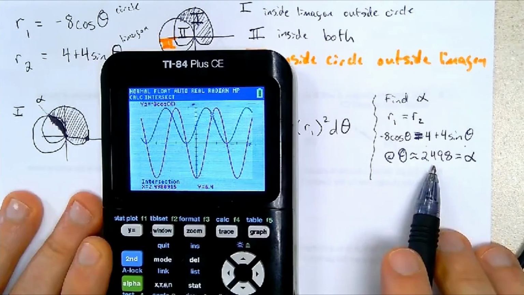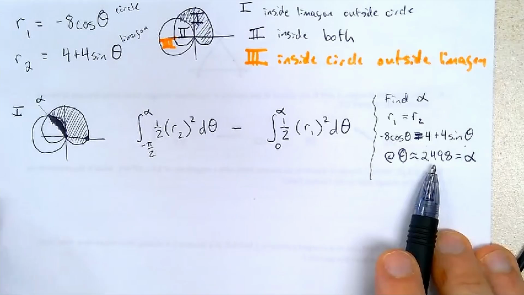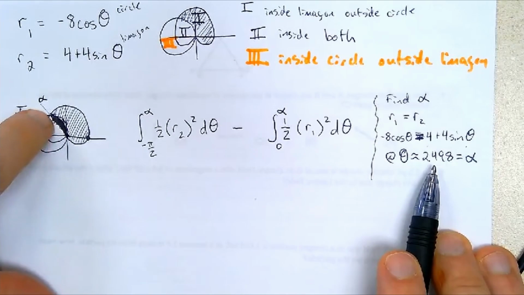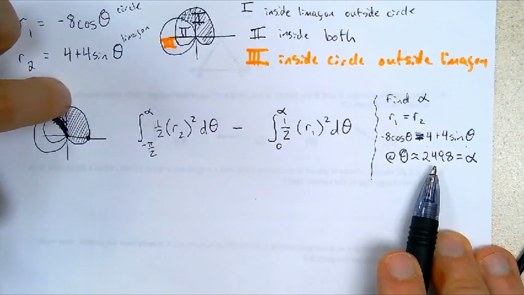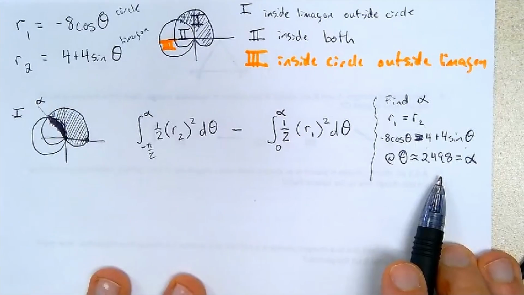2.498 is less than pi, which is what we predicted, and it is more than pi halves, which is what we predicted. So our drawing supports what we found for alpha.